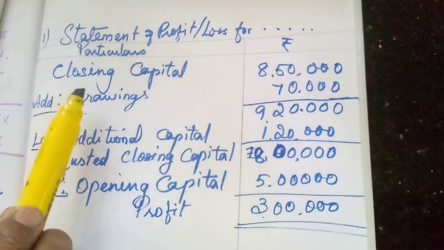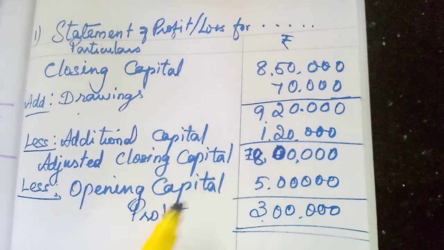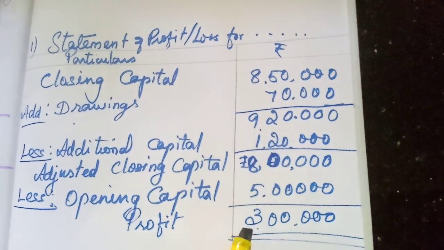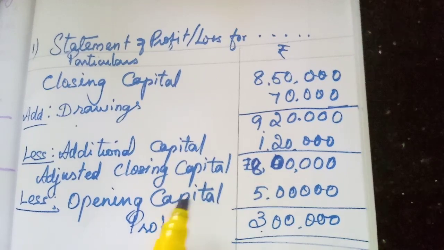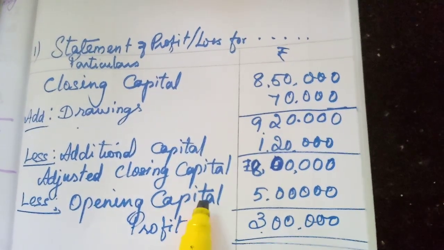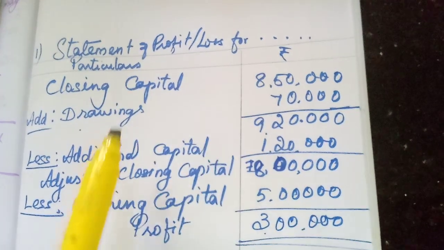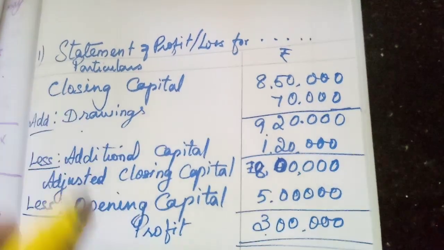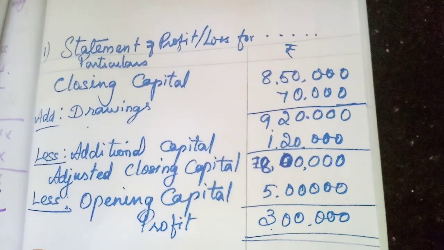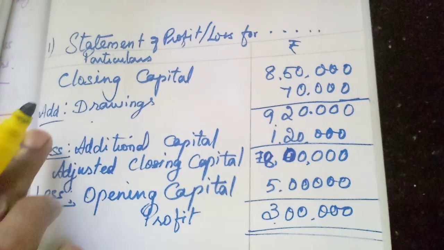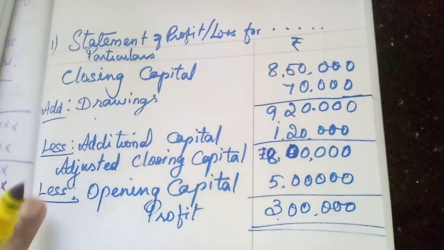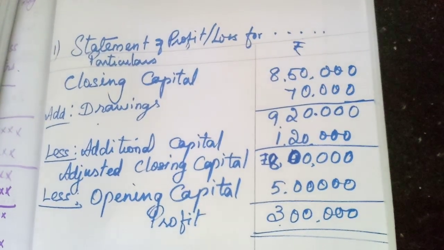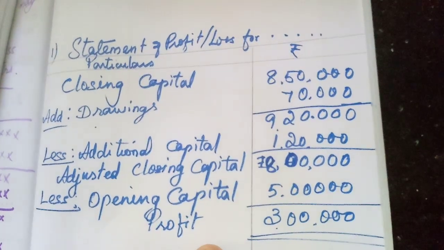Here they may ask for any one amount. Every time we cannot expect that they will ask only for profit or loss. Sometimes they may ask what is the opening capital or closing capital or drawings. Any one amount they can ask, but the same formula you have to follow. Closing capital, add the drawings, less additional capital, less opening capital. We will see one example and one problem.